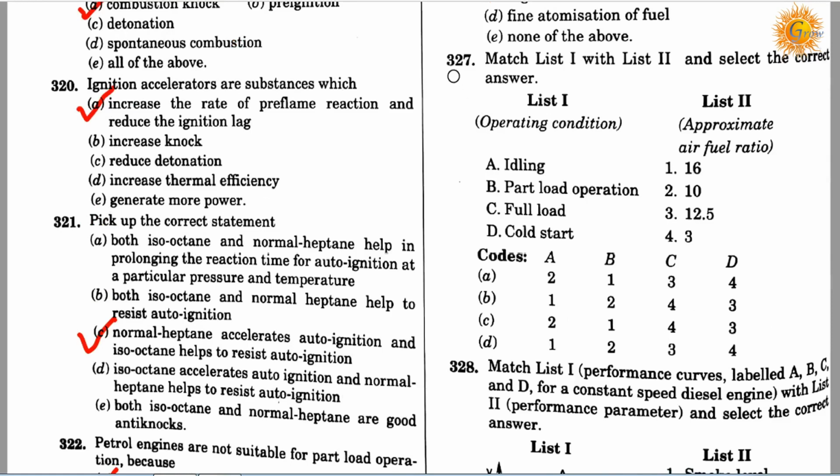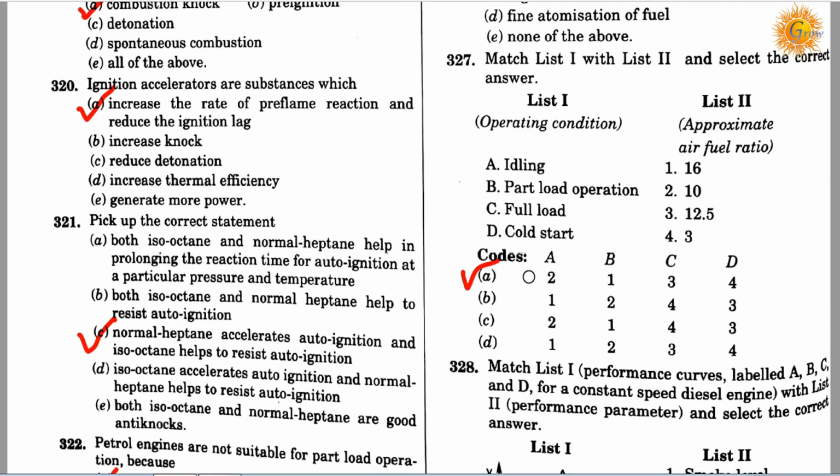Question number 327. Match list 1 with list 2 and select the correct answer. List 1 is about operating condition, list 2 is about approximate air fuel ratio. Option A is idling, option B is part load operation, option C is full load, option D is cold start. In the second list, the approximate air fuel ratios are 16, 10, 12.5 and 3. So the correct answer is A.